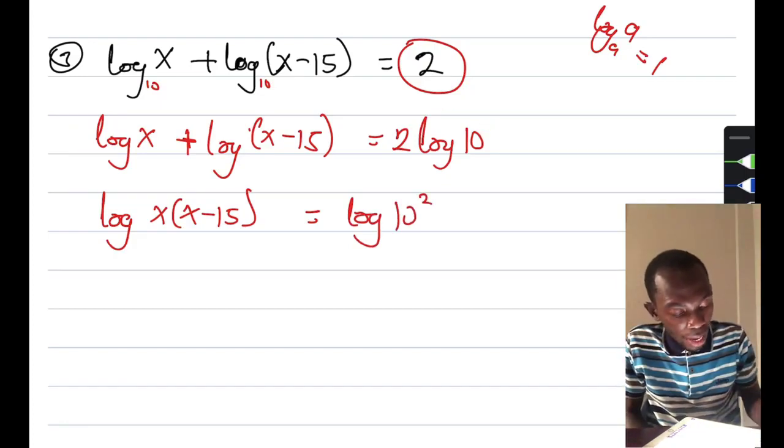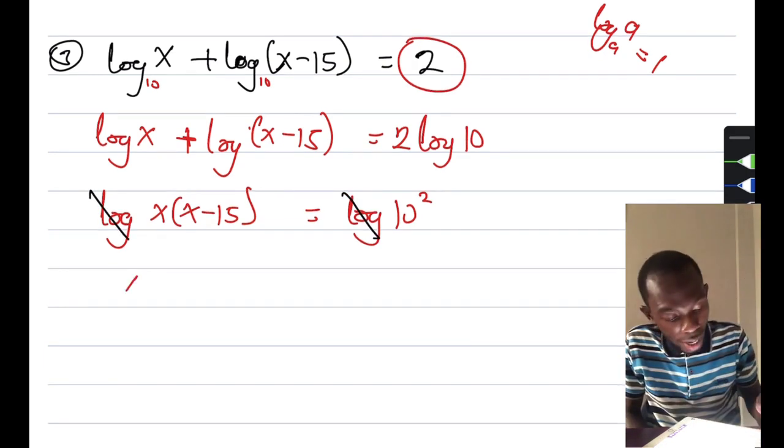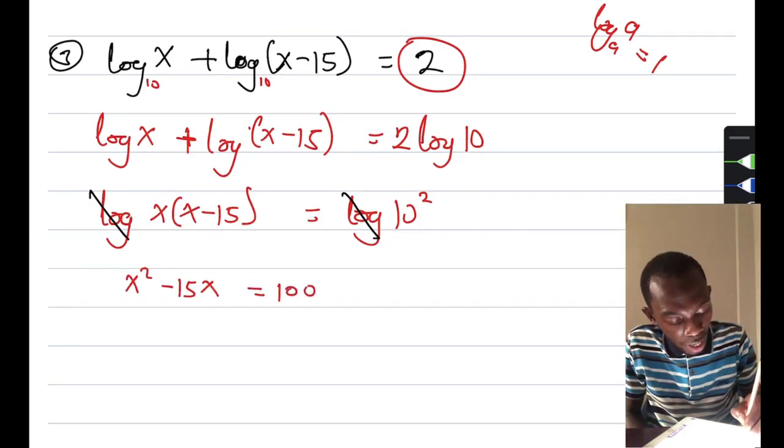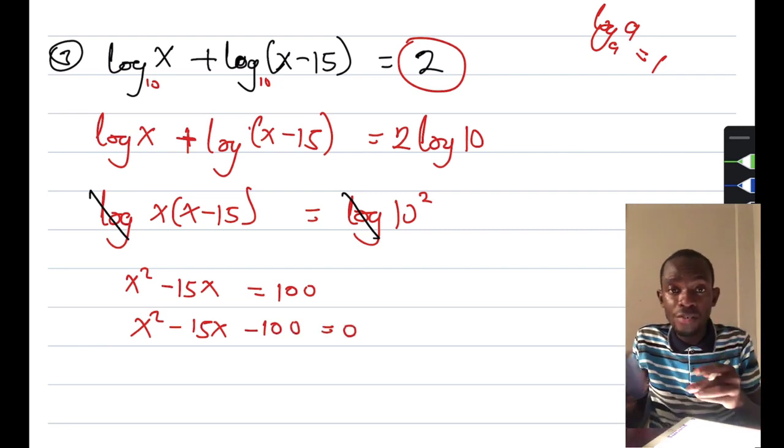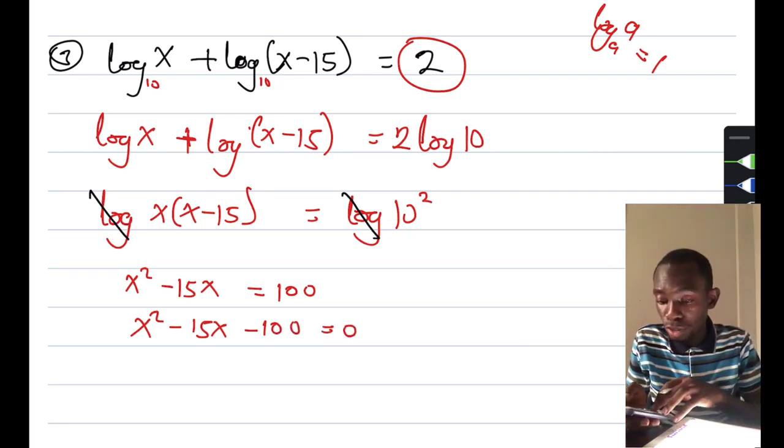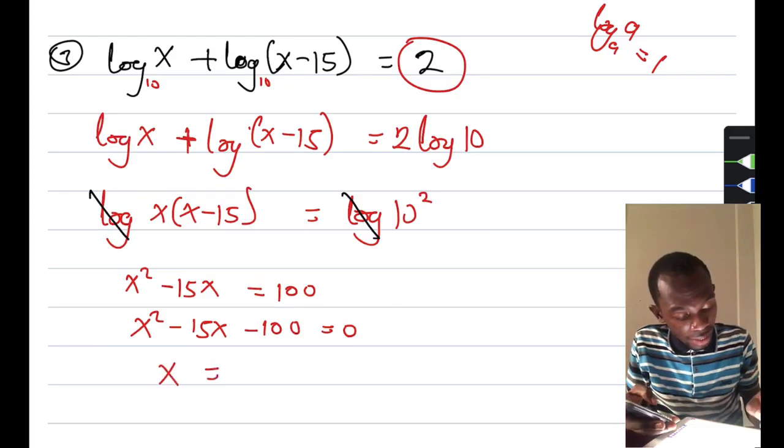All right, so that means that I can say this goes with that. So I have x squared minus 15x is equal to 100. Then I have x squared minus 15x minus 100 is equal to 0. Right, so this is a quadratic, and this video is not about quadratics, so I'm just going to use my calculator to solve it quickly. So negative 15, negative 100. So that means that you get x is equal to 20, and then x is equal to negative 5.